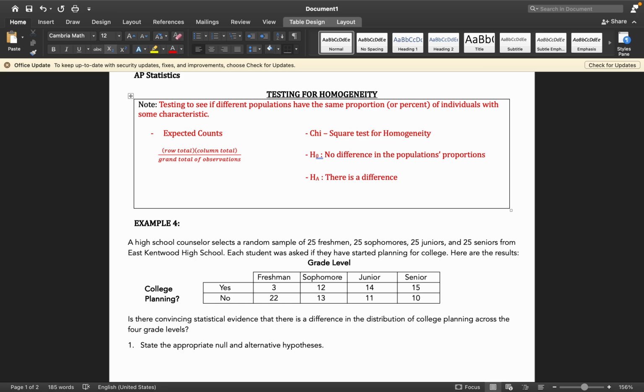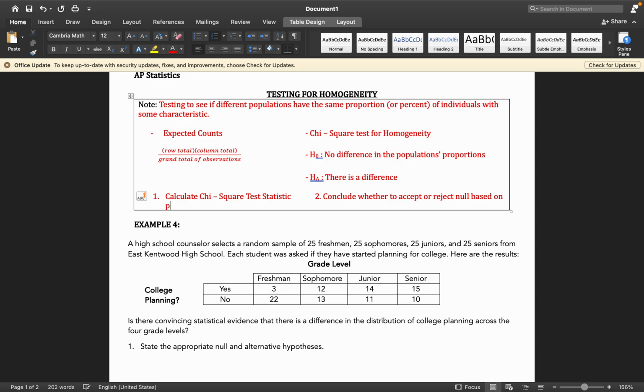Okay, so we need to calculate our chi-squared test statistic. Maybe I'll put this over here: 1, calculate the chi-squared value or test statistic. 2, we're going to conclude whether to accept or reject the null based on the p-value.